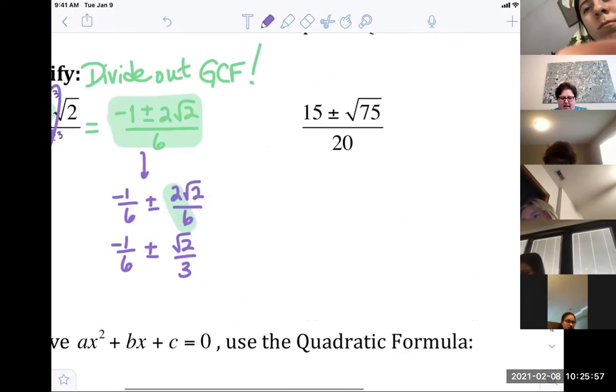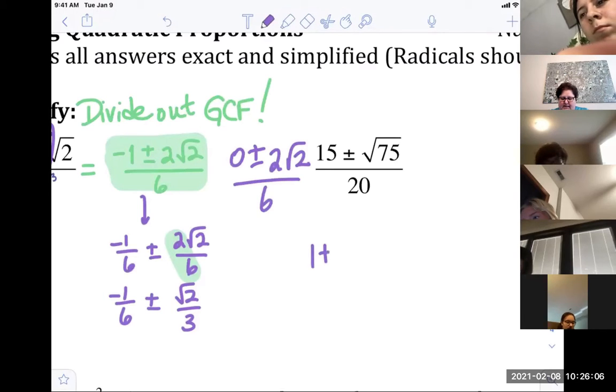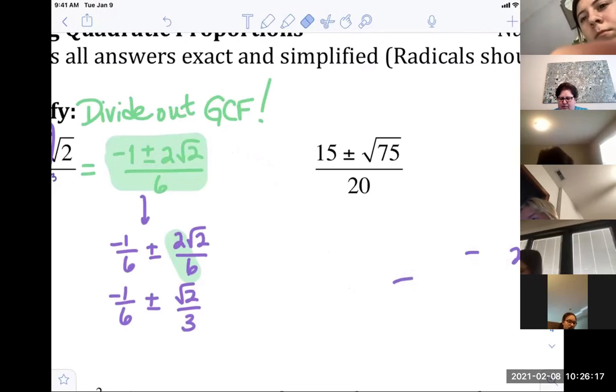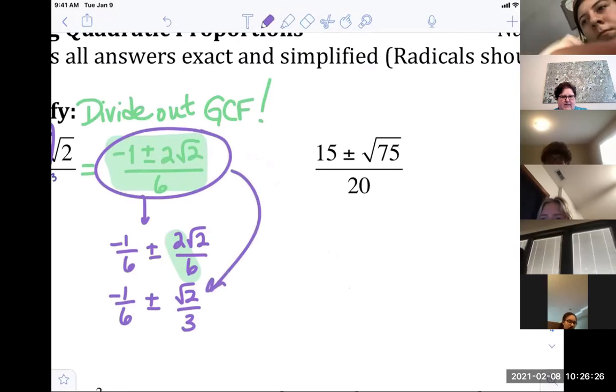If you don't put anything there, it would be 0. If there's nothing there, it's understood to be a 0. And 1 plus 2 root 2 over 6 is not the same thing as 0 plus 2 root 2 over 6. Okay, so you have to make sure that you are careful when you're simplifying these. All right, and again, I'm fine with you leaving the answer like that, but that is the same thing as this. So if you see simplified answers that look like that, it's the same thing.